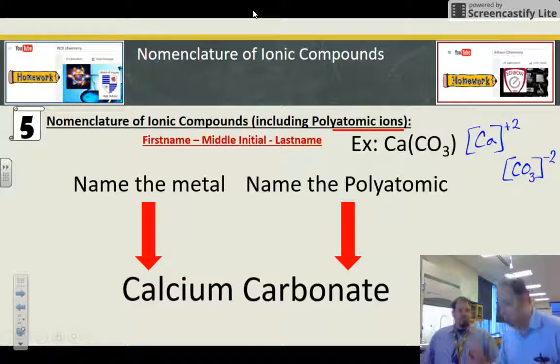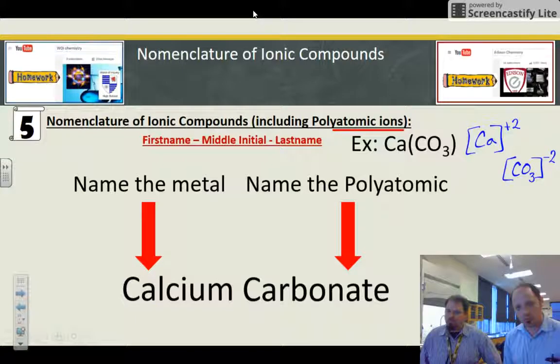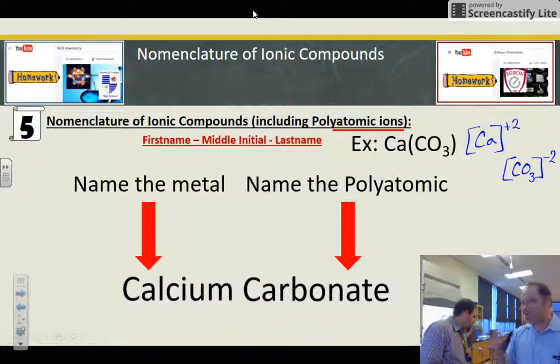Let me explain what people will do because they weren't paying attention to table E. Some of you will name this calcium carbon oxide. Totally wrong. Because you didn't realize that the CO3 is a polyatomic ion that has its own name. You're going to screw it up. I'm going to tell you to go watch the video again, and you're not going to like that.